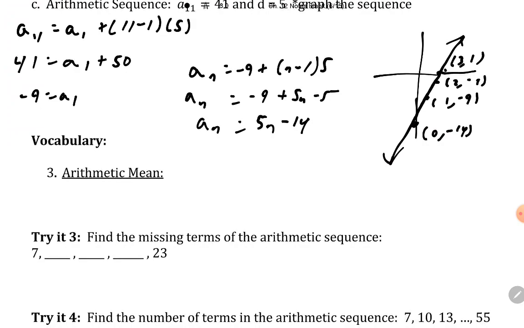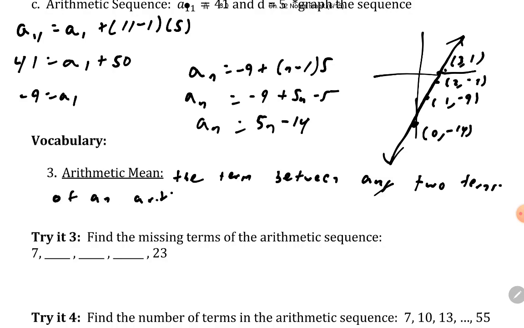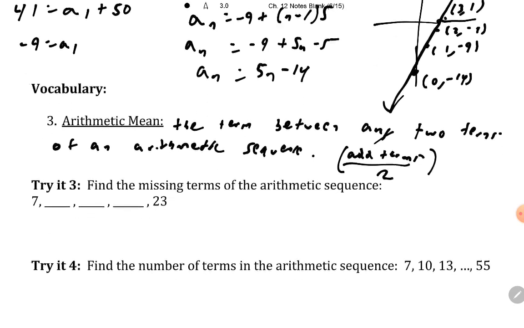Arithmetic mean is the term between any two terms of an arithmetic sequence. So basically you add the terms and then divide by 2. And that'll give you the number in the middle.